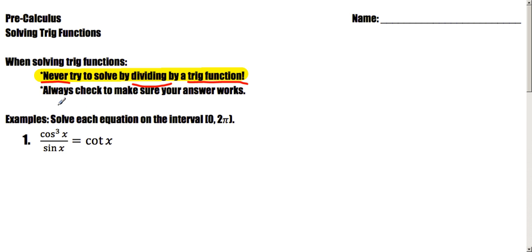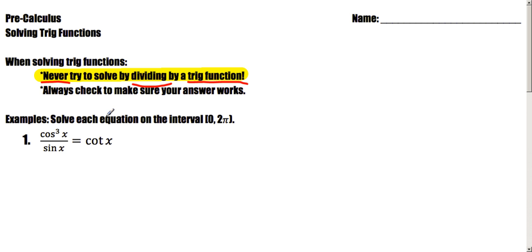Number two, always check to make sure your answer works. When we get a set of answers, a set of angles, we want to plug them back into our original to make sure that we don't have any extraneous solutions, because they will pop up every now and then. All right, let's look at some examples.